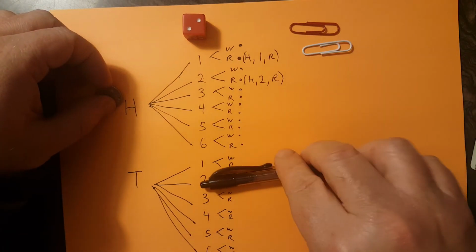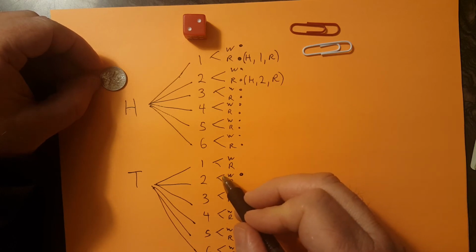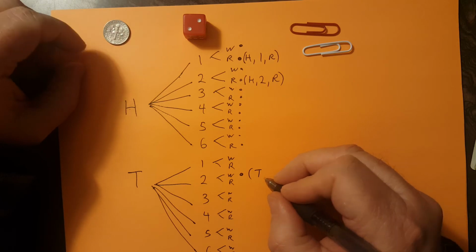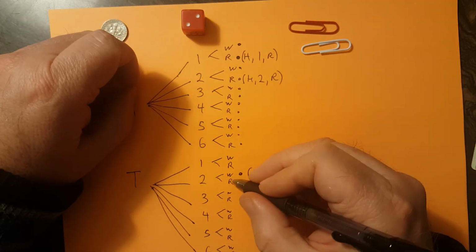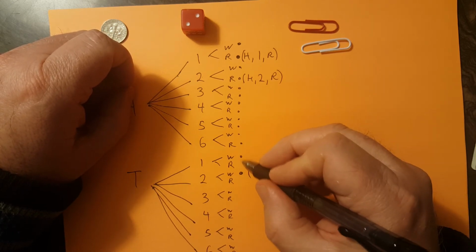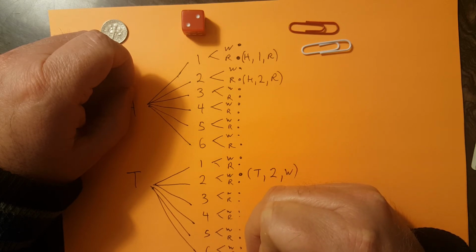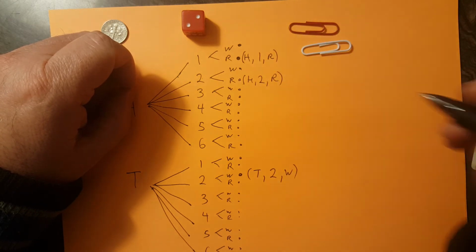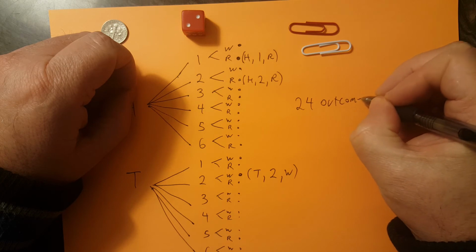So let's pick, let's say, this one right here. Follow it back, and this one stands for tails on the first event, a 2 on the second event, and then a white on the third event. So I have another 1, 2, 3, 4, 5, 6, 7, 8, 9, 10, 11, 12 outcomes. So 12 outcomes here, 12 outcomes here, a total of 24 possible outcomes.